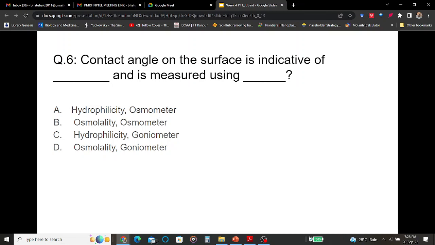The next question is: contact angle on the surface is indicative of dash and is measured using.